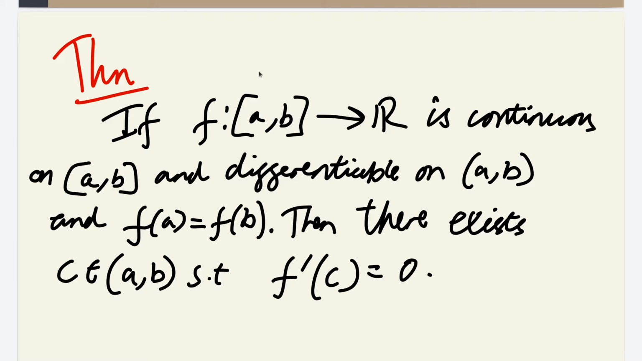So the statement of Rolle's theorem is that if we have some function f from the closed interval [a, b] to the real numbers, and it's continuous on the closed interval [a, b], and differentiable on the open interval (a, b), and the endpoints are equal to each other, then there exists some real number c in the open interval (a, b) such that f'(c) is equal to 0.